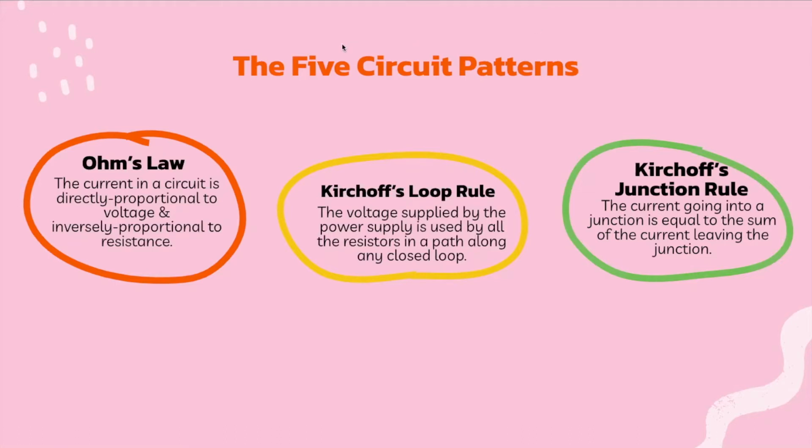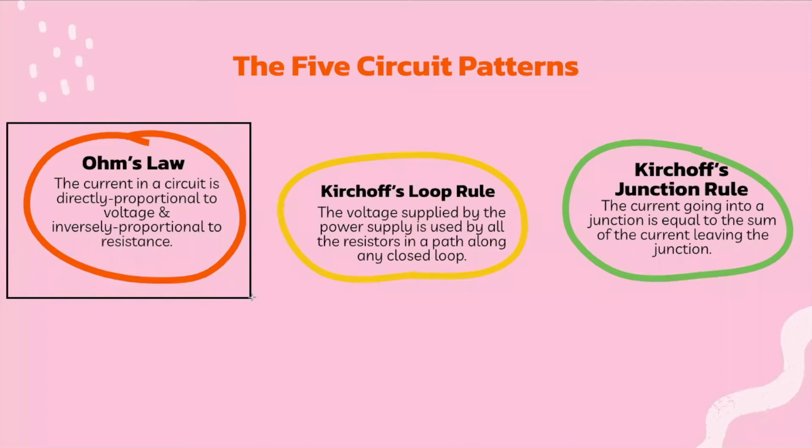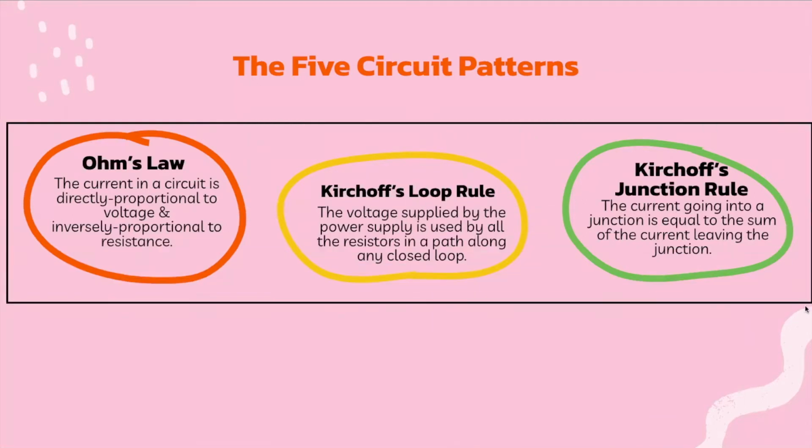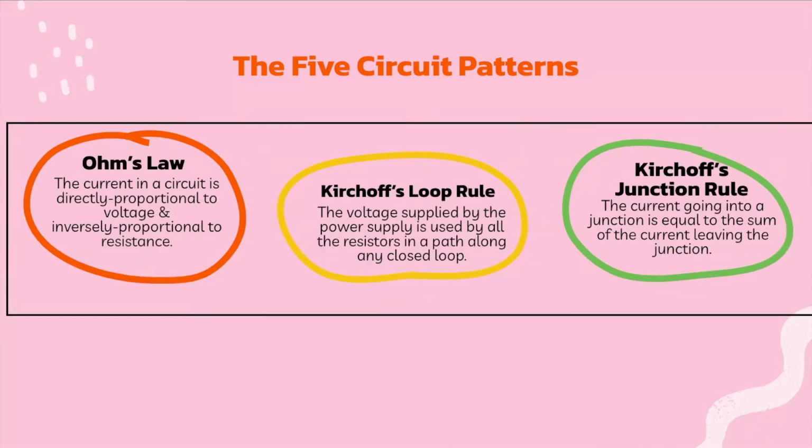Now, I organized them in this way, even though it's not the order it was presented in class. I organized it in this way because these three, Ohm's law, loop law, and junction rule, are statements that are always true. They're true for every type of circuit. So for Ohm's law, this is true for every element in a circuit. So every battery, every resistor, every light bulb, every element obeys Ohm's law.